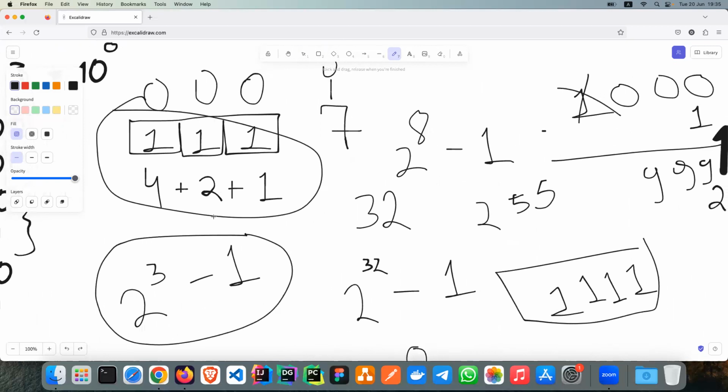With only 3 bits, the maximum number I get is what? 7, right? Why don't I have 8 here? Because we started counting from 0. We didn't count from 1. We started counting from 0. That's why I don't have 8 here. I only have 7.